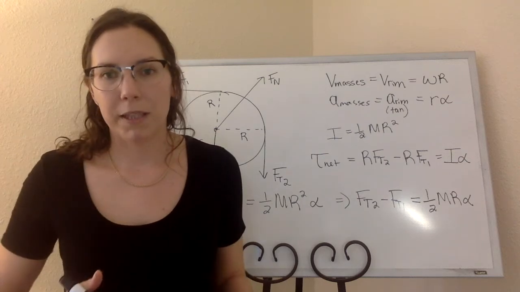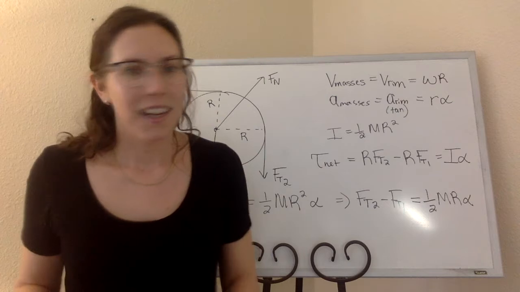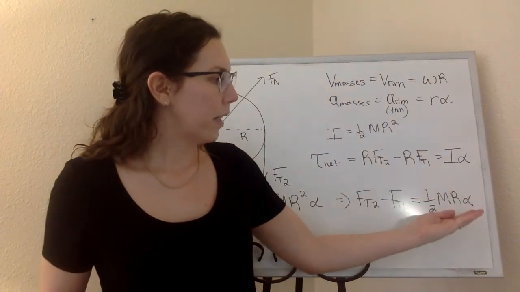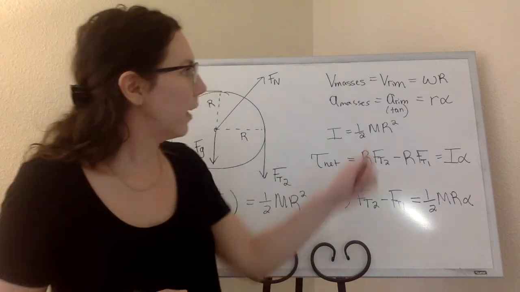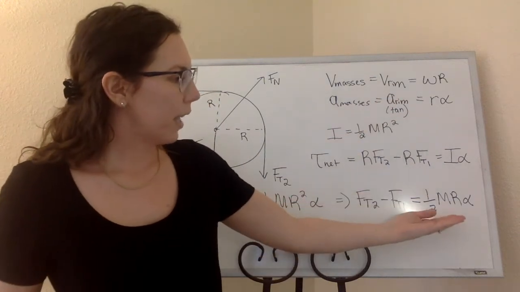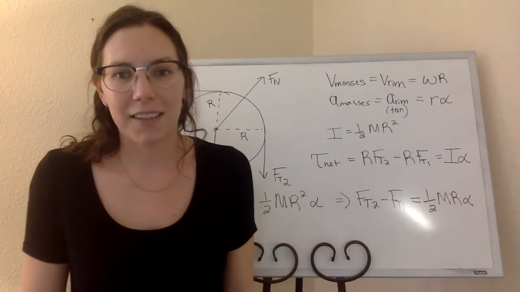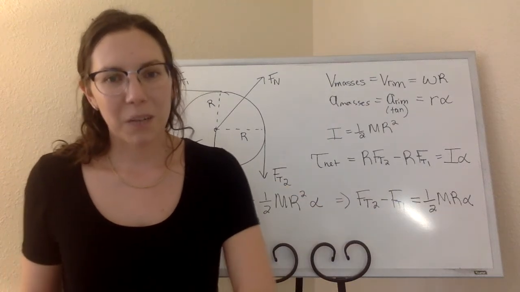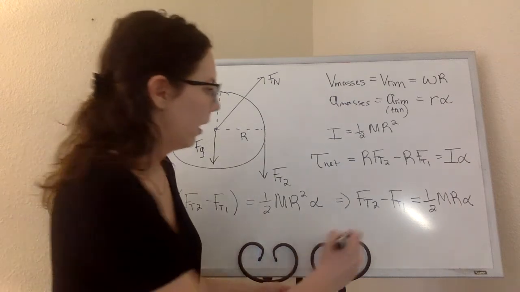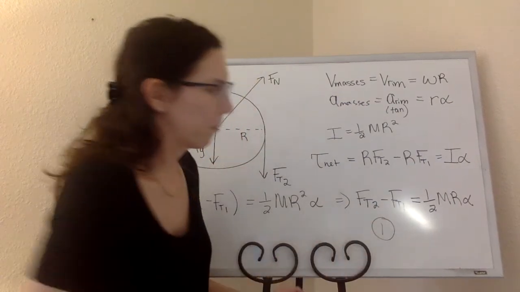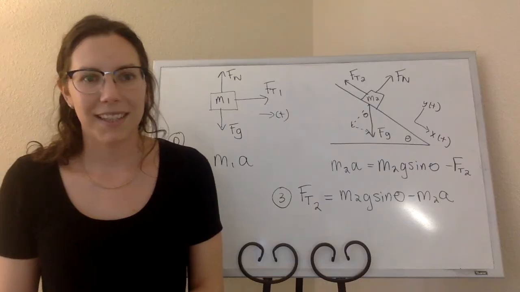Unlike before, when we would have only had two unknowns, the tension and the acceleration, we can either solve for linear acceleration or angular acceleration, since we can plug in for one or the other. So in this case, our unknowns are Ft2, Ft1, and that angular acceleration alpha. So we'll need three equations, and they come from analyzing each object in the system. So that's equation 1.